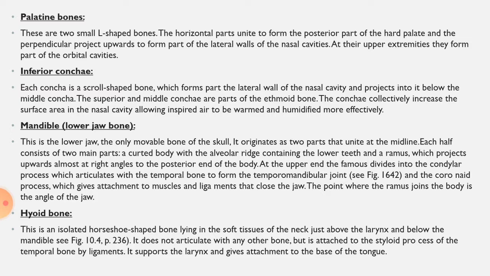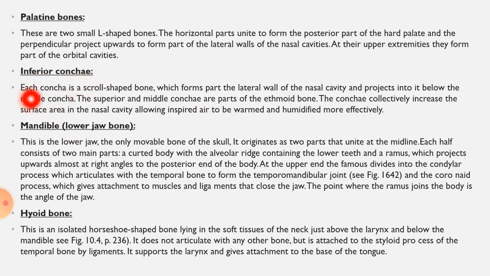Then comes the palatine bones. These are two small L-shaped bones. The horizontal parts unite to form the posterior part of the hard palate, and the perpendicular parts project upwards to form part of the lateral walls of the nasal cavities. So it takes part in the formation of the lateral walls of the nasal cavities, and the horizontal part will unite to form the posterior part of the hard palate. At their upper extremities, they form part of the orbital cavities.